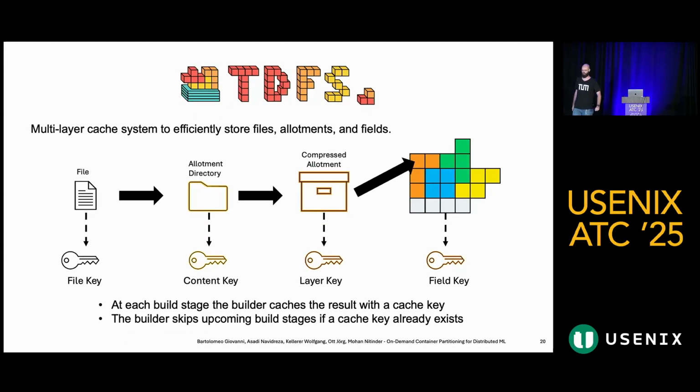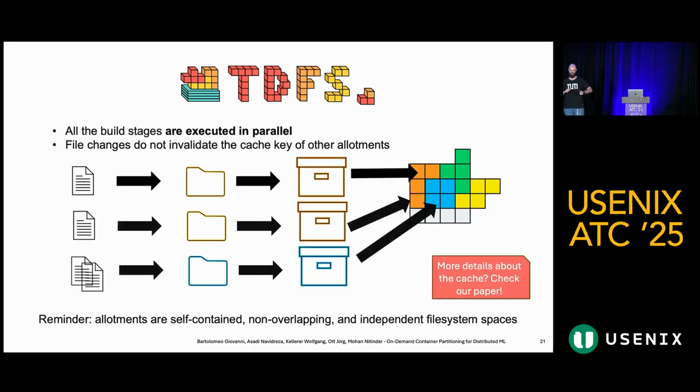This has some interesting properties because, first of all, these allotments, as mentioned before, are completely independent. So the entire build process can be parallelized across these allotments. We have some specific optimization in the caching system. For that, I would invite you to take a look at our paper.